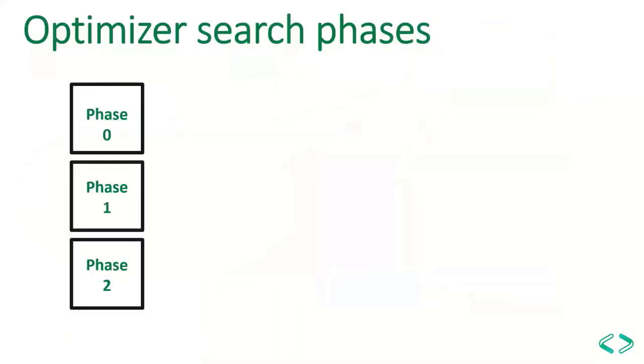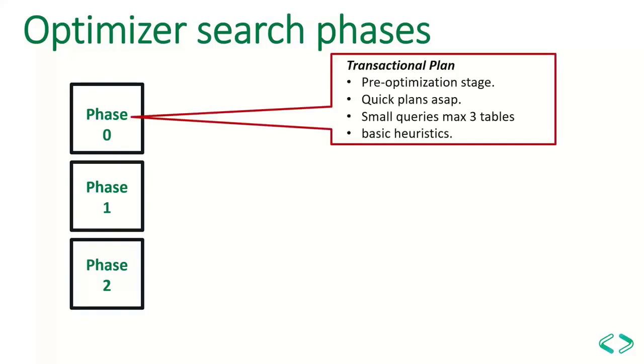Now, no matter what kind of query we are running, the optimizer always has to grab the good enough plan from these 3 phases. Phase 0 is known as the transaction plan, and these plans are generated at the pre-optimization stage. What is the pre-optimization stage? The components from the first step that we discussed, the parser, binder, simplification, and the trivial plan, come under the pre-optimization stage. That means the trivial plans are generated here.